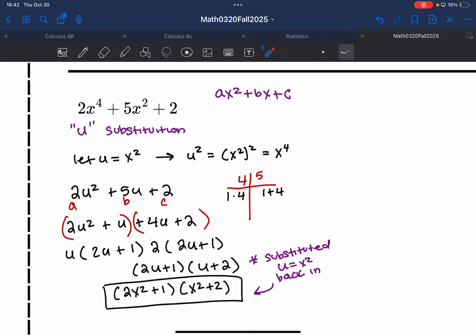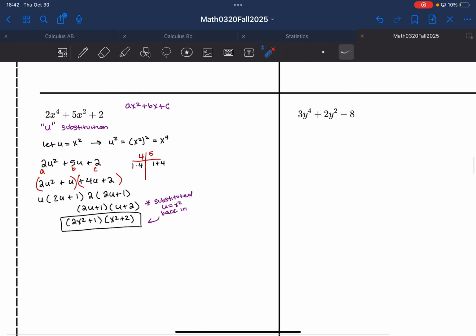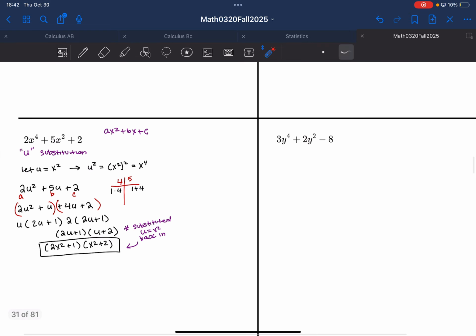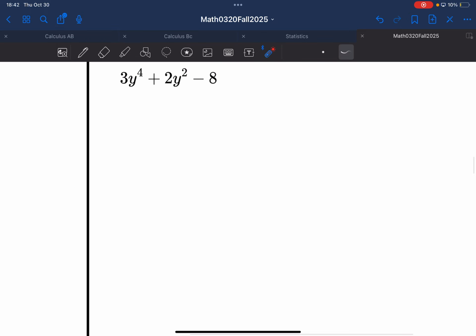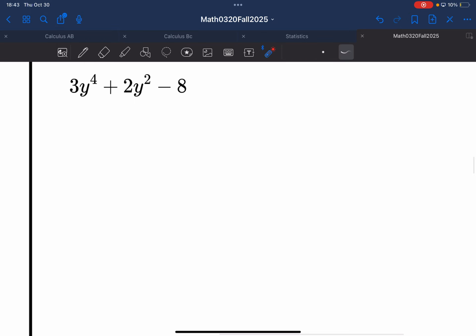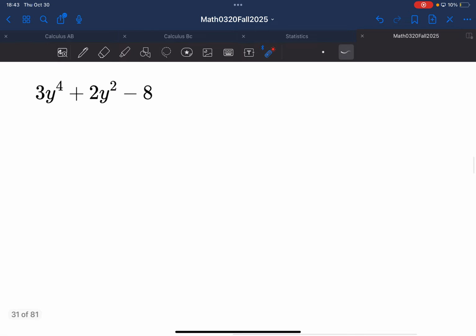Okay. Go ahead and try that last one. I believe this is the last one. Yep. Okay, so it's going to be the same process. You're using u substitution because we see y to the 4th and y squared. That's how you know you're using u substitution. After that, it's exactly the same, right? Correct. Just don't forget to plug your u back in.